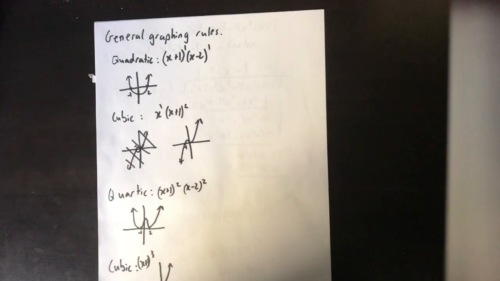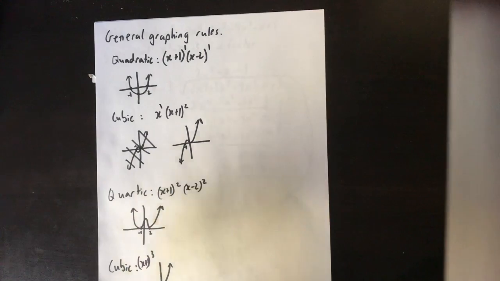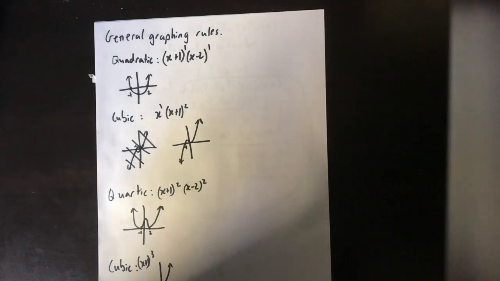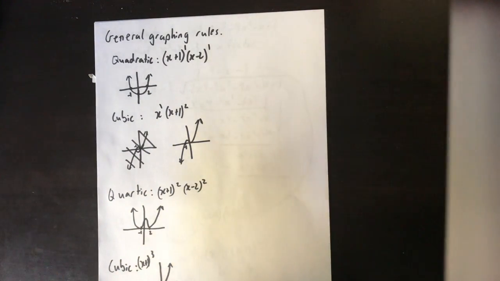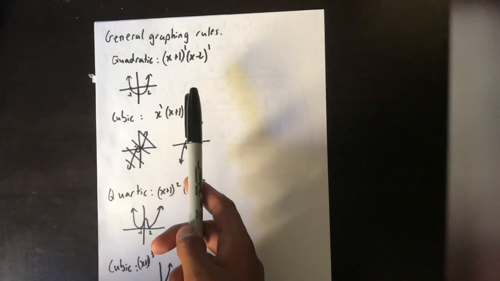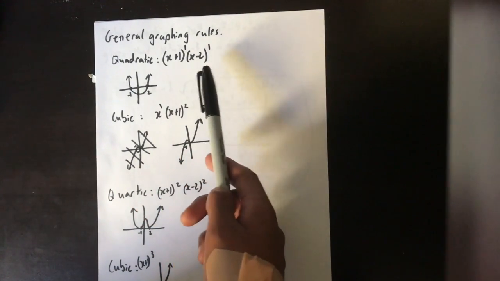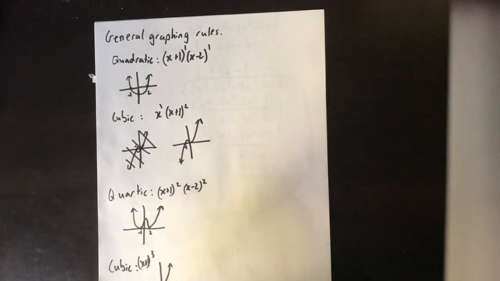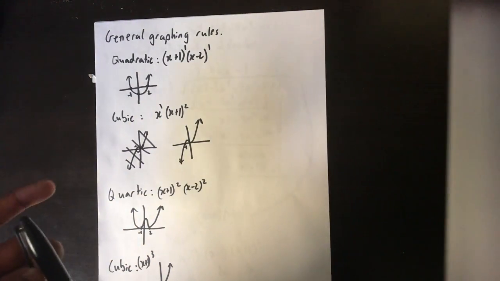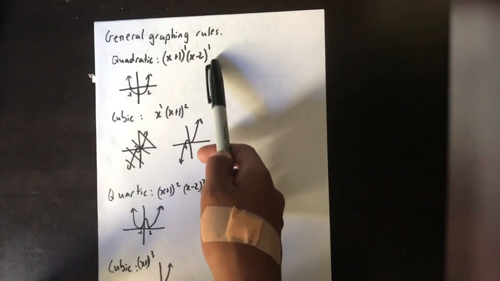Now we're going to talk about general graphing rules. As polynomials get larger with more terms, graphing them can also become more difficult. Our first example is a quadratic expression, x plus 1 times x minus 2. So in the past we've learned how to find the x-intercepts and the y-intercepts and graph the parabola. However, now we can look at it as x plus 1 to the power of 1 times x minus 2 to the power of 1.